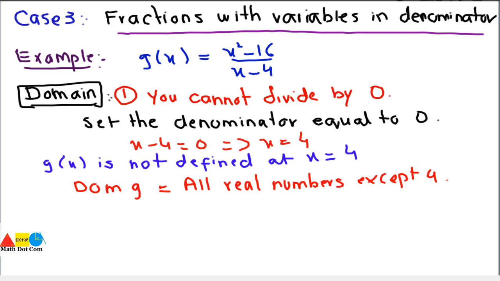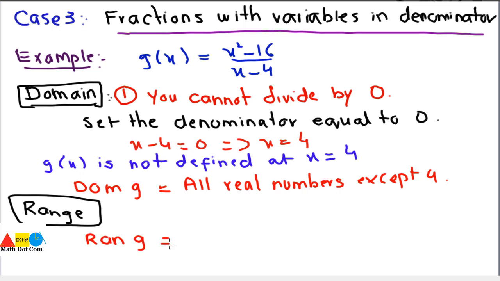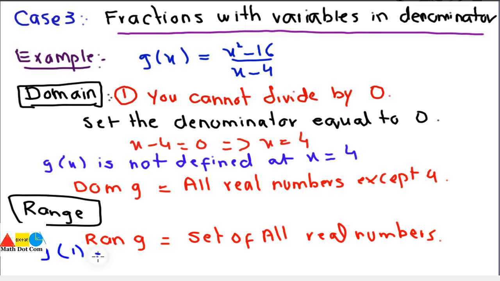Okay, now what is the range? The second condition, that the square root of a negative number is not allowed, we have not checked because we don't have a square root here. So the range will be the set of all real numbers, because whatever value we put here for x, we will get any value of y. I'll first write the set of all real numbers. We can check by evaluating at different values of x: if I put g of 1, what will we get?